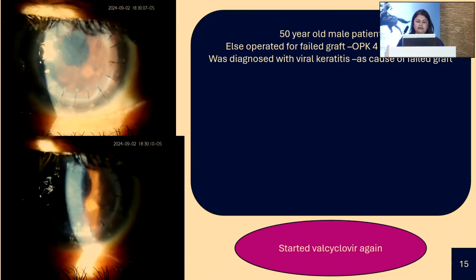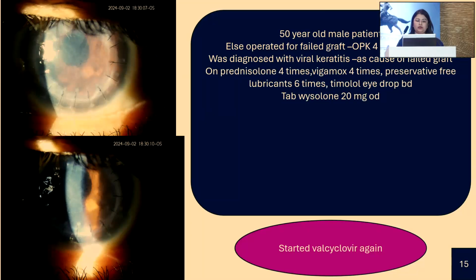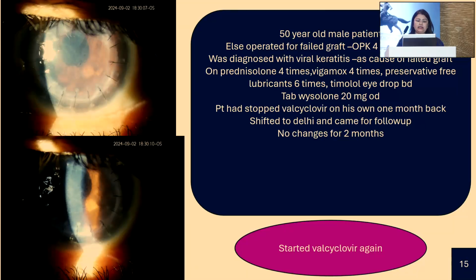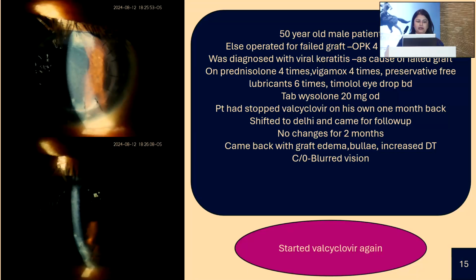This is the last case that I want to show, a 50-year-old male who was operated elsewhere and was diagnosed with viral keratitis. The patient was operated on 2 times for failed graft, and was already on prednisolone, Vigamox, preservative-free lubricant, timolol, and Visolon. When he shifted to Delhi, he stopped the oral antiviral drug. You can see that the patient had a lot of bullae, a lot of corneal edema, there were KPs, and the digital tension was also raised. So I just started the patient on valacyclovir again and did not change any other treatment. And you can see that the edema starts getting better in this patient.